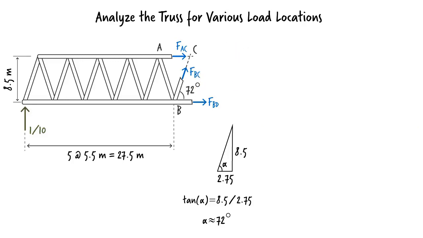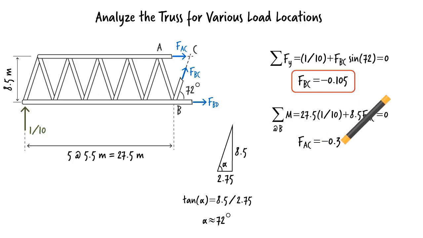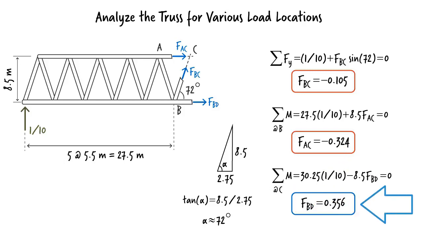We need three equilibrium equations in order to determine the unknowns. Since FBC is the only unknown force with a component along the y-axis, if we sum the forces in the y direction, we get. Then, writing the sum of the moments about joint B, we can determine FAC. Finally, summing the moments about joint C yields FBD. We have one member in tension and two members in compression.